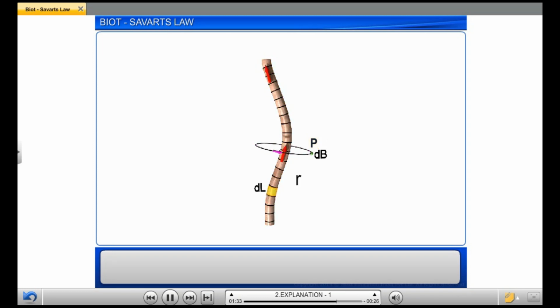Consider one such element of the conductor. Let R denote the vector joining the current element to point P. Let theta be the angle between the tangent to the element in the direction of the current, which is actually the direction of vector dl, and vector R.